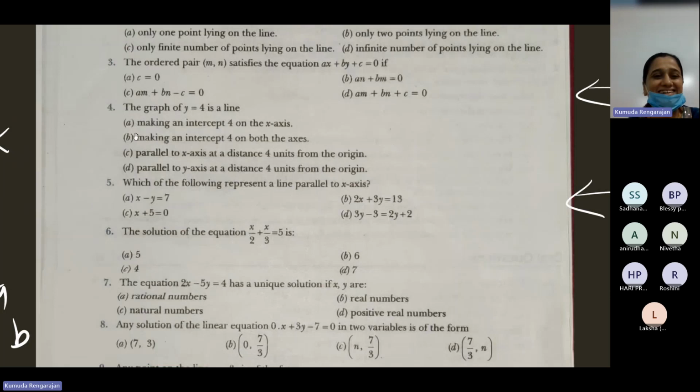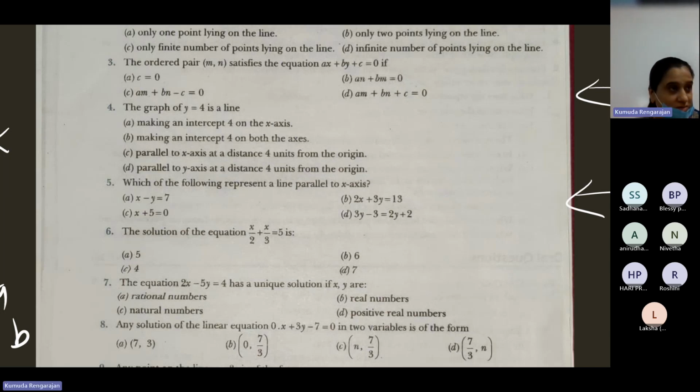Yeah. So what are the answers? Making an intercept of 4 on the x-axis, making an intercept of 4 on both the axes, parallel to x-axis at a distance of 4 units from the origin, parallel to y-axis at a distance of 4 units from the origin. Now tell me.